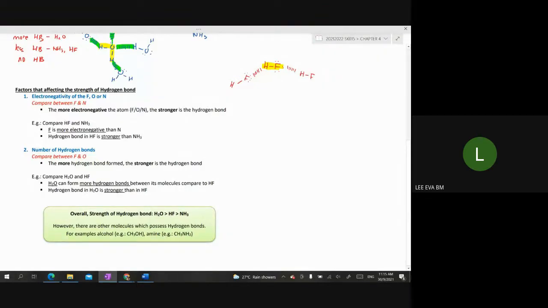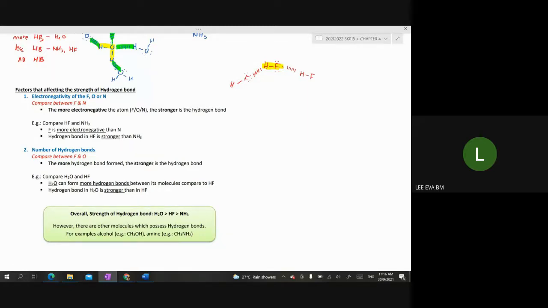Which one has the highest electronegativity? F. Fluorine. Okay, fluorine is more electronegative compared to oxygen, and the least electronegative among these three atoms is nitrogen. So let's say we compare fluorine and nitrogen. The more electronegative the atom, the stronger is your hydrogen bond, because the more electronegative atom will attract the electrons better.